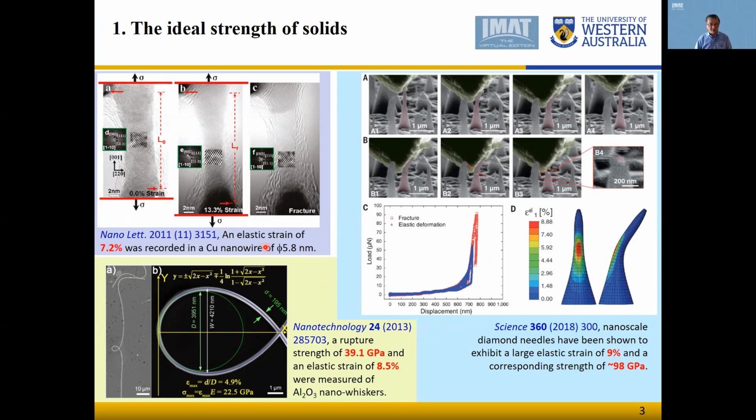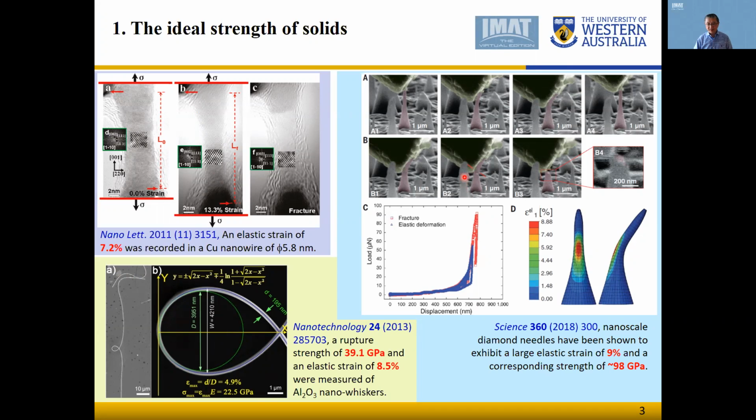This is a piece of copper nanowire observed in situ under electron microscope during tensile deformation. The copper nanowire is measured to have an elastic strain of 7.2%. This is aluminum oxide nanowire. By bending and breaking it, it is measured to have a strength close to 40 gigapascal and an elastic strain of 8.5%.